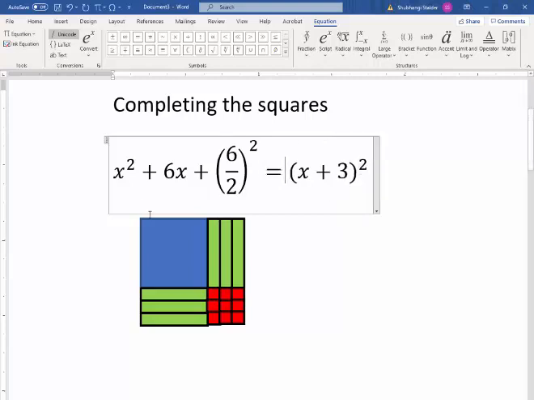Can you see why it's x plus 3? It's from here to here, it's x, and then 1, 2, 3. X plus 3 times x plus 3 is x plus 3 squared. Can you see? Molly, does that help?